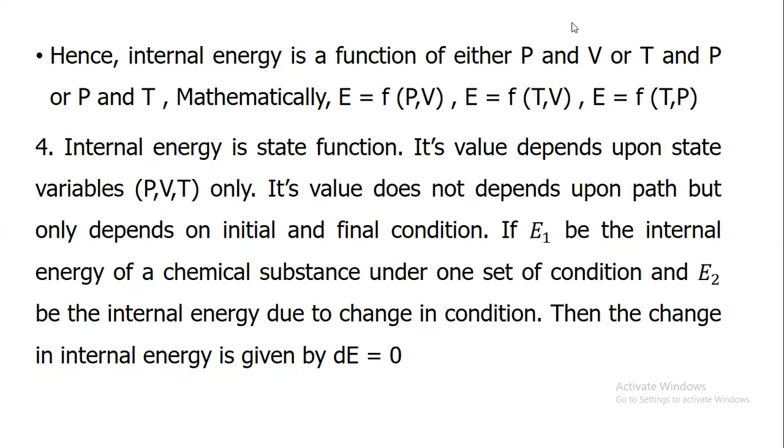Internal energy is a state function; its value depends upon state variables, pressure, volume, temperature only. Its value does not depend upon path, but only depends on initial and final condition. If E1 be the internal energy of a chemical substance under one set of condition, and E2 be the internal energy due to change in condition, then the change in internal energy is given by delta E equal to E2 minus E1.